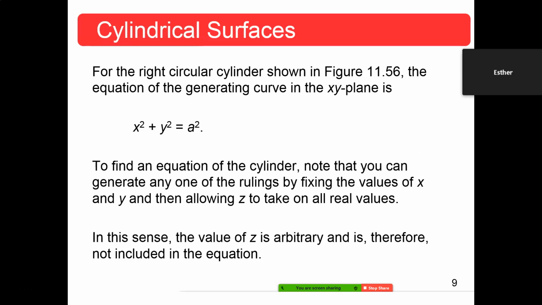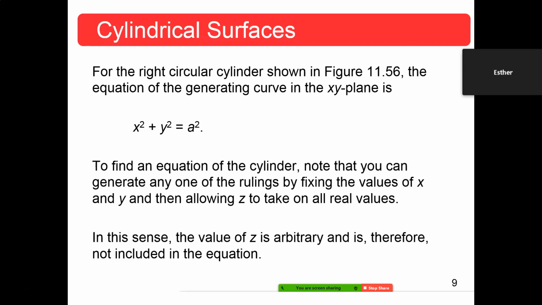Now, the xy plane is your plane where the generating curve is. The curve is this circle, x squared plus y squared equals a squared, or x squared over a squared plus y squared over a squared is equal to 1. Now, to find the equation of the cylinder, note that you can generate any one of the rulings by fixing the values of x and y and then allowing z to take on all real numbers. In other words, the z's go up and down as high and low as you want them to. All real values.